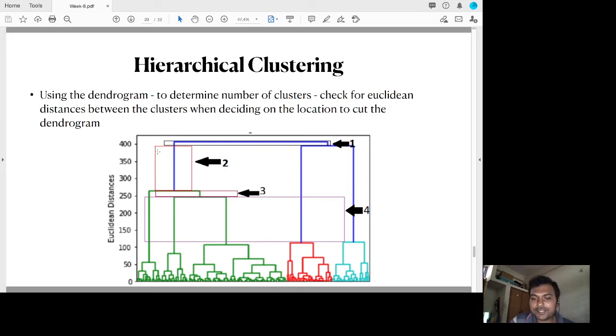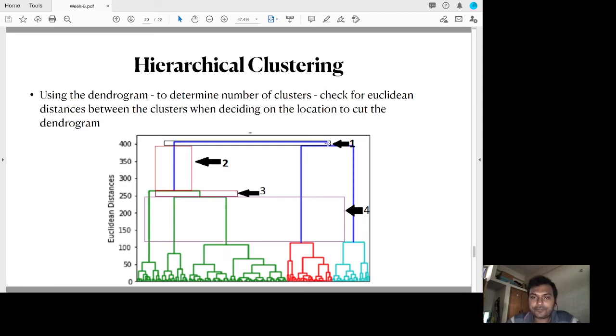First of all, can somebody say how many clusters we will end up with if we cut anywhere in rectangle 1? 2. Yes. So if we are cutting anywhere in rectangle 1, we'll end up with 2 clusters, and the Euclidean distance of these 2 clusters is given by the height or the length of this rectangle. Is this clear? Okay, if this is clear, then the other points will be pretty simple.